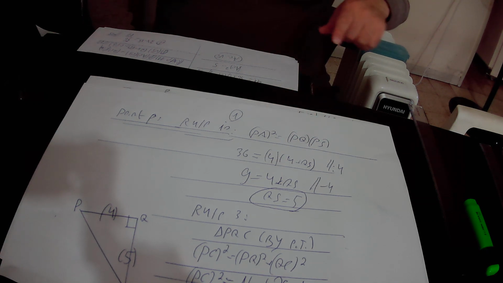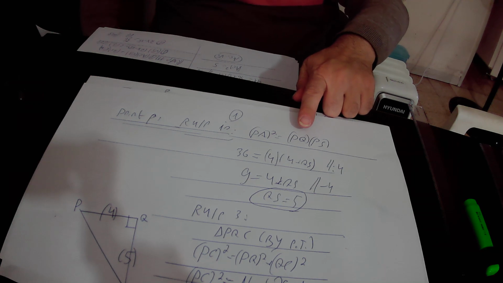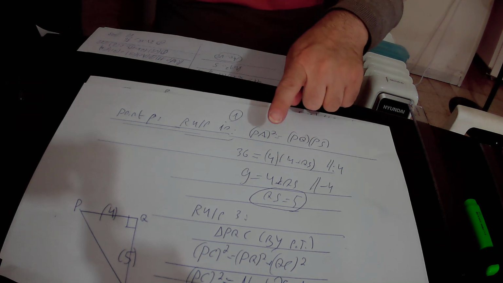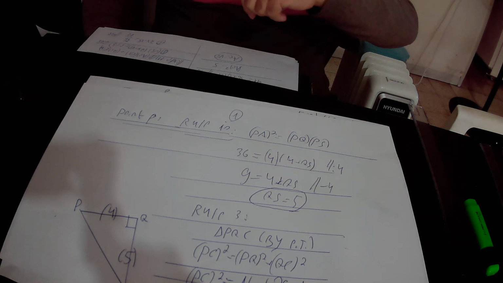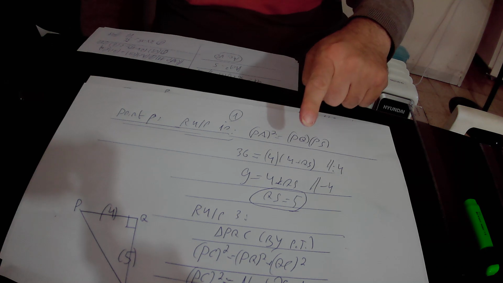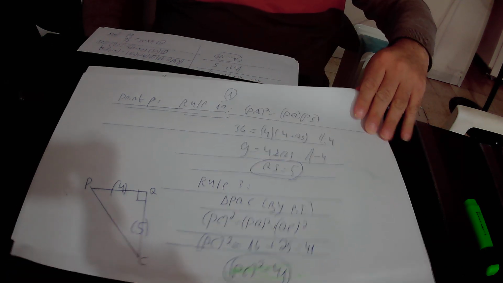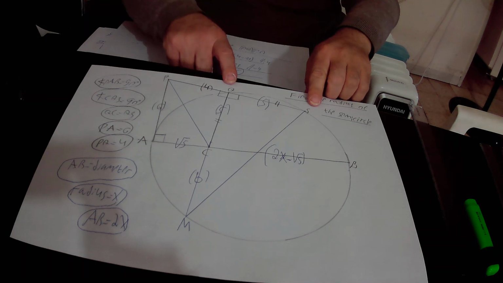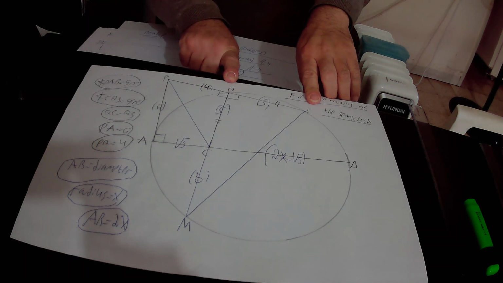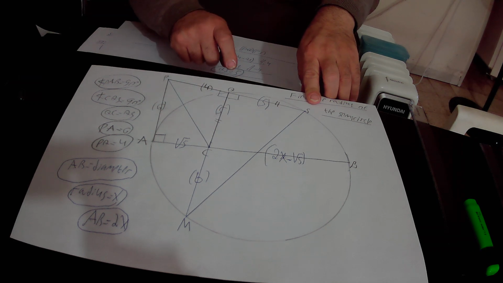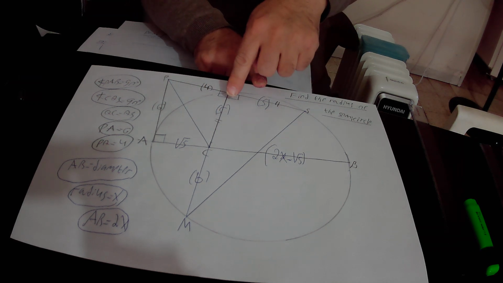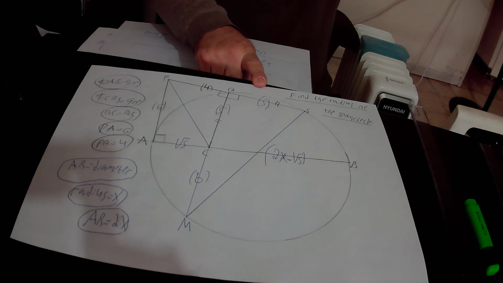Here we divided this equation by 4, and we found out that 36 over 4 is 9, so 9 equals 4 plus QS. Here we subtracted 4 from this equation, and finally we found out that QS equals 9 minus 4, that is 5. Here, this line segment QS equals 5 units in its length. But because it is given in the question that QS equals QC, and QS equals 5, therefore QC must also equal 5 units in its length.